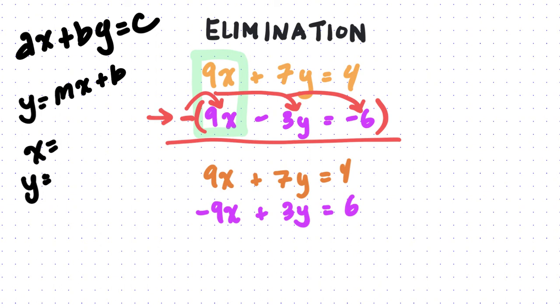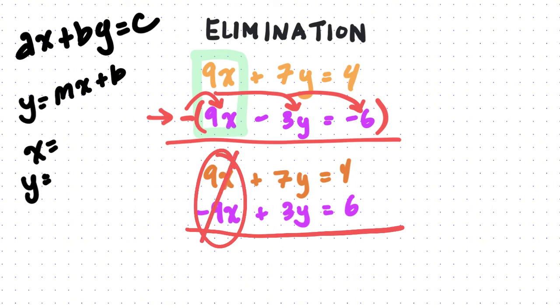And again, the reason why we can do this is because I am changing everything by the same amount, by multiplying it by negative 1. I cannot just pick and choose one term over the other. I have to do it to everything. And now that I have subtracted or reversed the sign, I can now combine it like normal. So 9x and negative 9x become our zero pair, and we've eliminated that. And thus, underneath, we are left with 7y plus 3y becomes 10y equals 4 plus 6, which is 10.